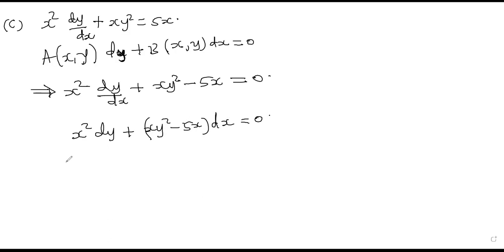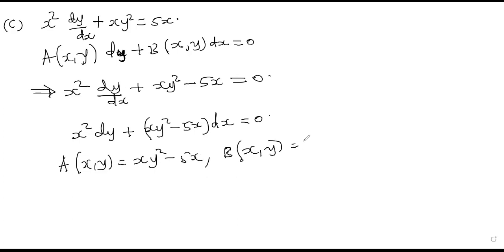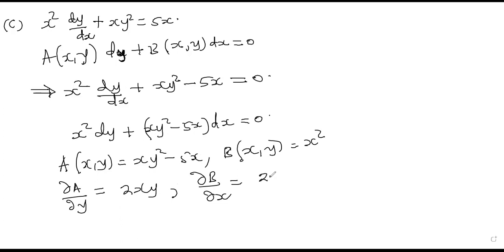So it means that our a is going to be equal to xy squared minus 5x, and our b is equal to x squared. So we look for ∂a/∂y, meaning the derivative of a. When you differentiate this, you get 2xy. Then you also get ∂b/∂x, which is going to be equal to 2x.